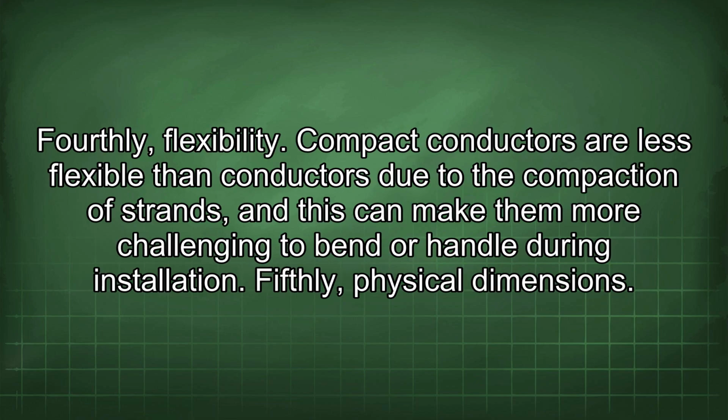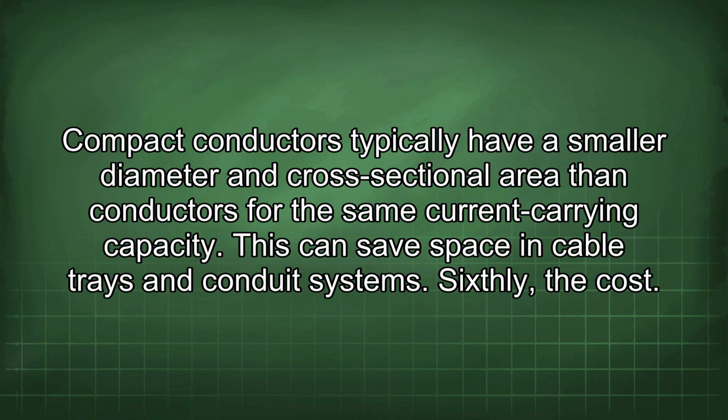Fourthly, flexibility. Compact conductors are less flexible than conductors due to the compaction of strands, and this can make them more challenging to bend or handle during installation. Fifthly, physical dimensions. Compact conductors typically have a smaller diameter and cross-sectional area than conductors for the same current carrying capacity. This can save space in cable trays and conduit systems.